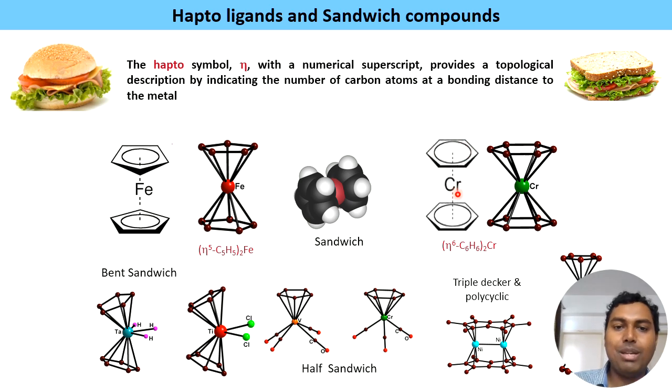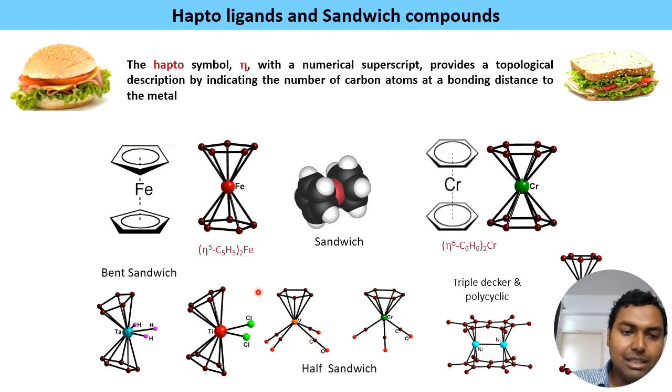So this is a chromium 0 complex, since benzene is neutral. So we have two benzenes at the top and the bottom, and here the chromium is chromium 0. That means this is also a d6 system, and this benzene can also donate 6 electrons. So 6, 6, 6, also an 18 valence electron complex is this chromium complex. So this is also a highly stable complex.